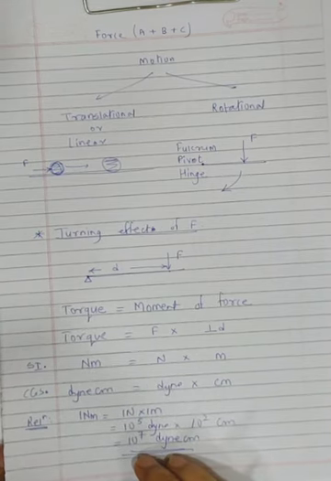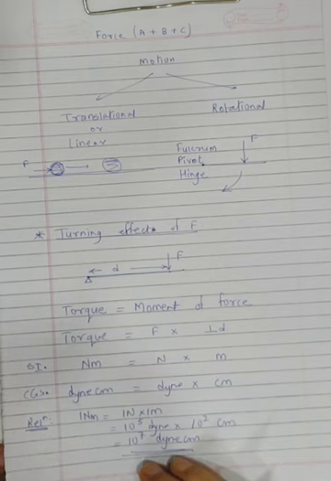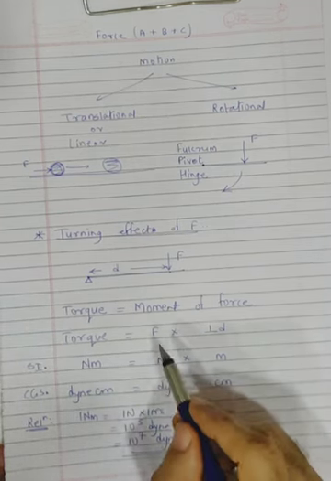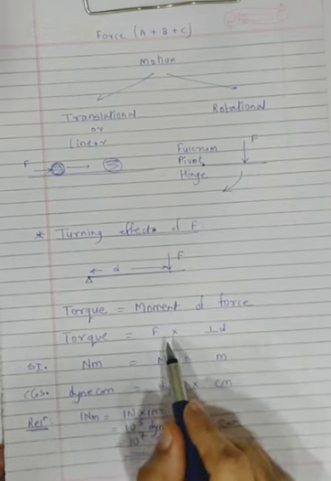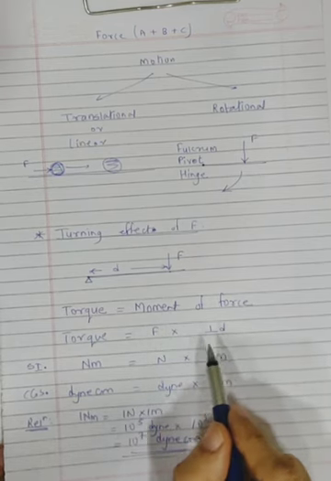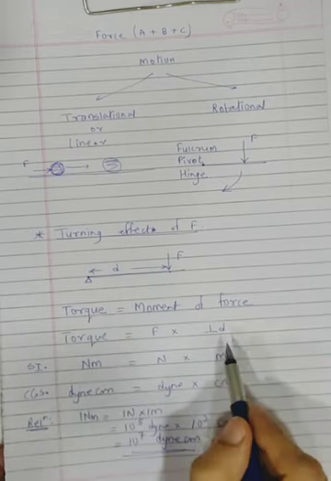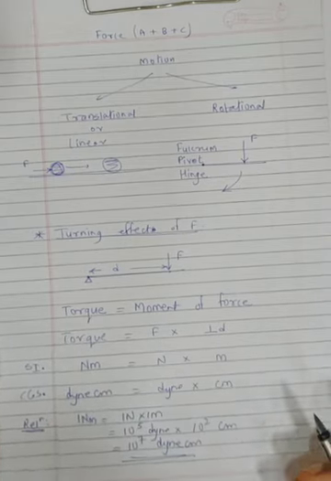Okay, one more question. What are the factors which can affect the turning of a body? Or what are the factors on which the torque will depend? So obviously the factors on which the torque will depend will be what? Force and the perpendicular distance. More force, more torque. More perpendicular distance, more torque.